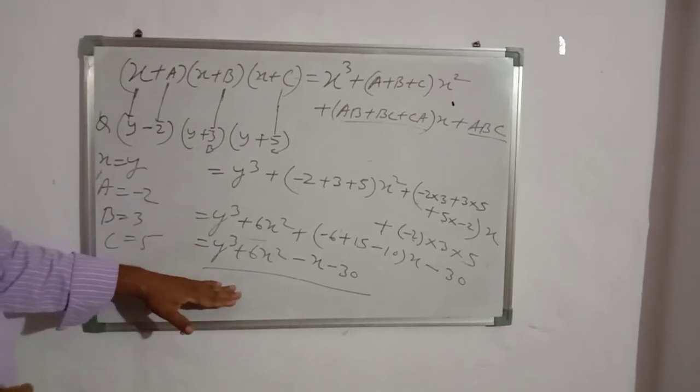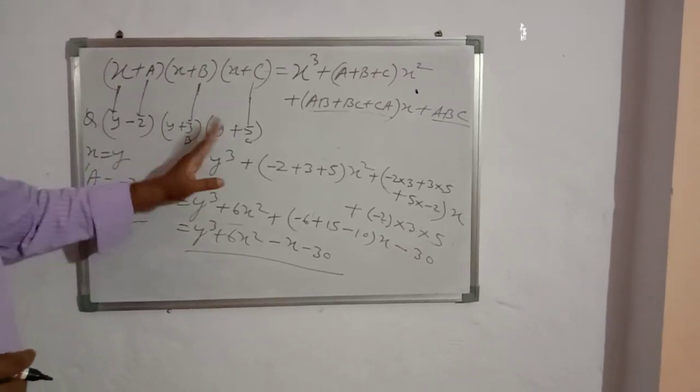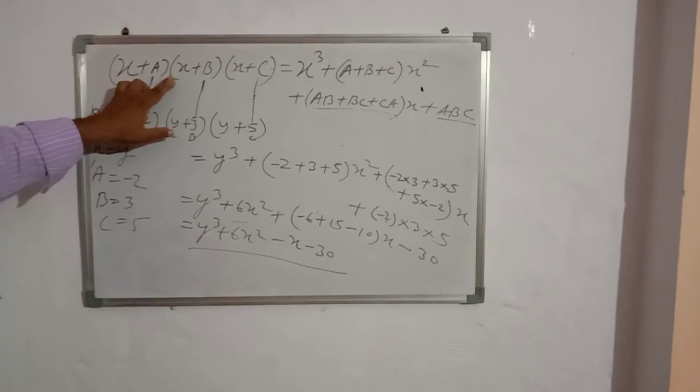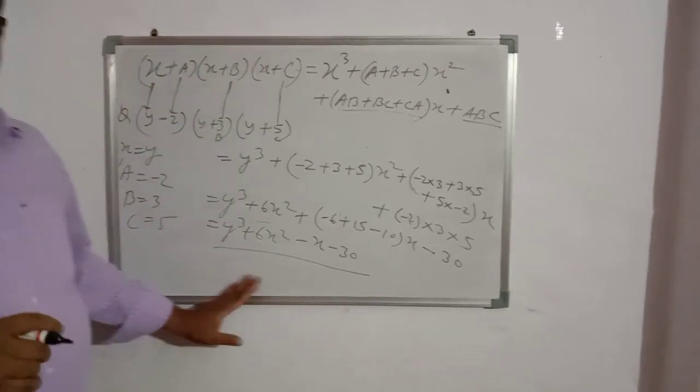So this is the result of the product of these three brackets using the above identity. I hope that it is clear to you.